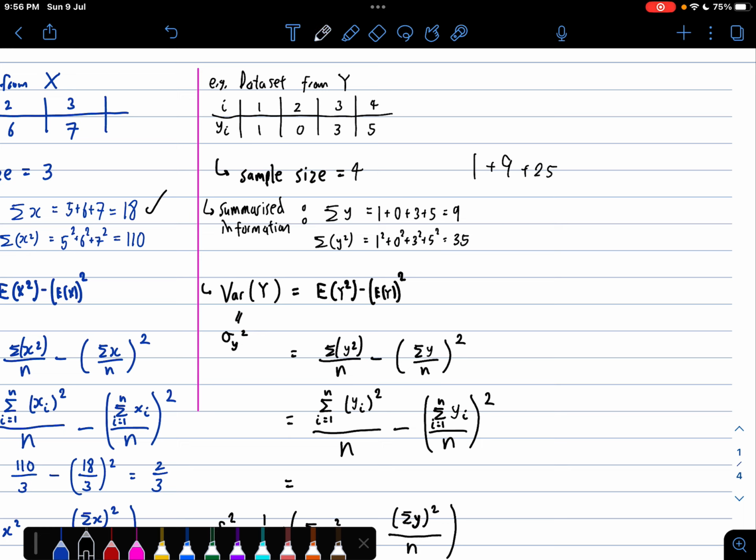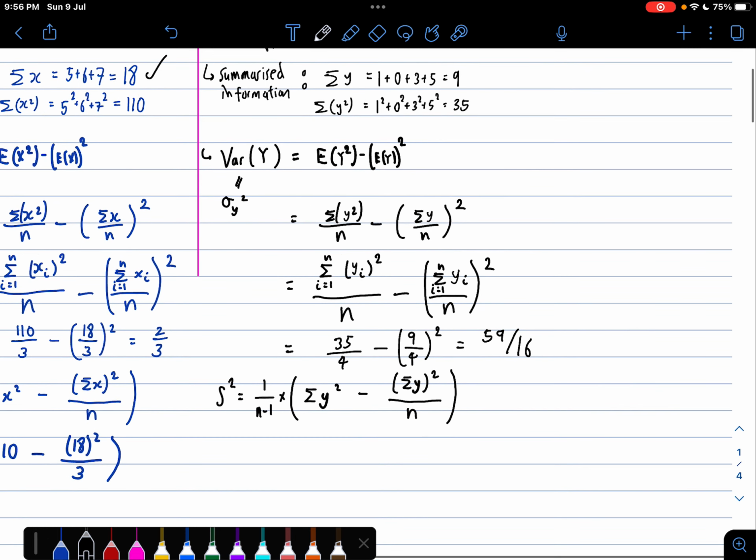So we just use the summarized information. Sum y square is 35 on top, divided by n, which is sample size 4. Minus away sum y, which is 9, divided by n is 4, bracket power 2. Calculate. Let's see what this is. So to make our life easier later, we get the number first. So this is 59 over 16. Okay, nice. Move on. That is just variance.